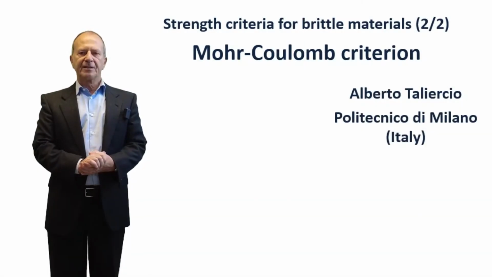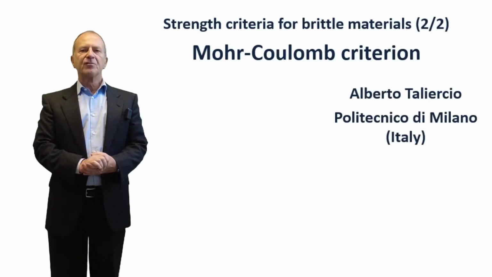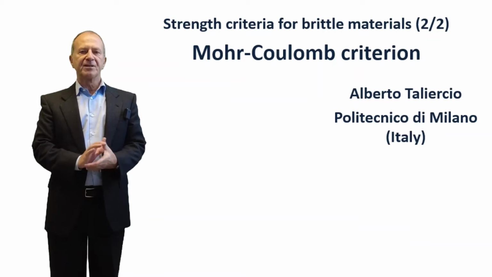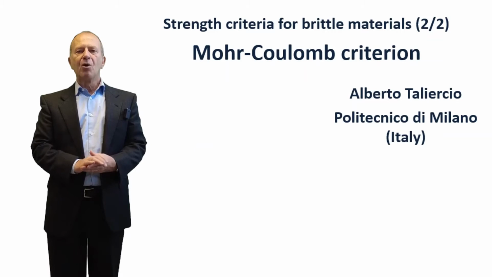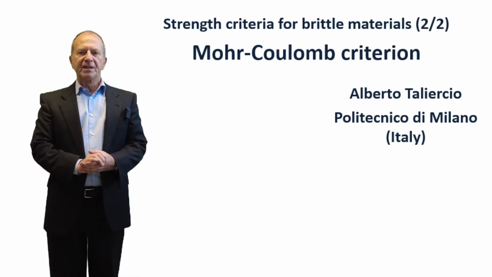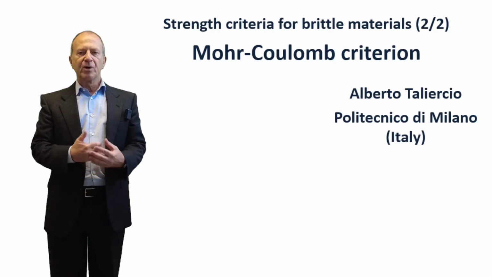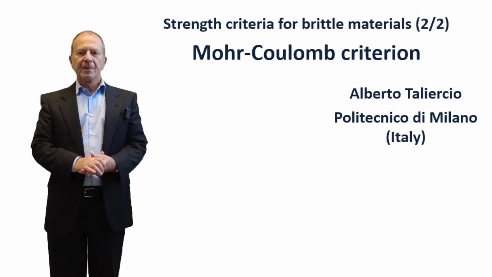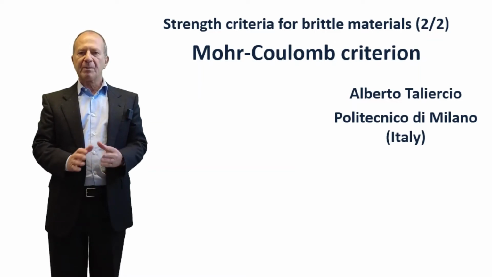Another strength criterion that is widely used for materials that exhibit different strength in tension and compression is the so-called Mohr-Coulomb criterion. This criterion is particularly useful in geotechnics for materials such as clay in drained conditions, that is when water has been removed. But it can also be applied to building materials such as concrete, brick or mortar with some approximations.